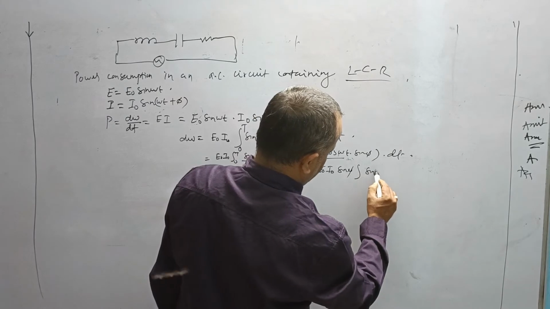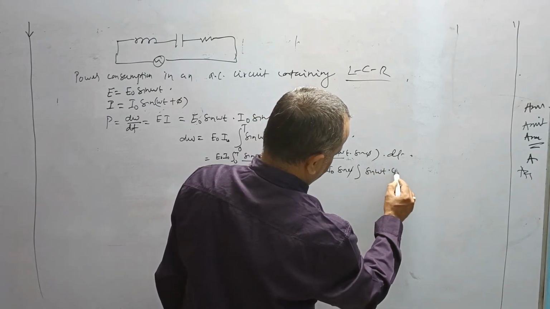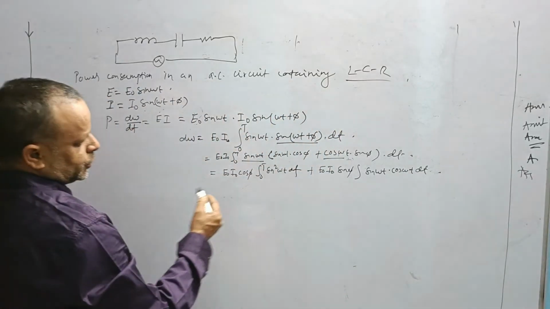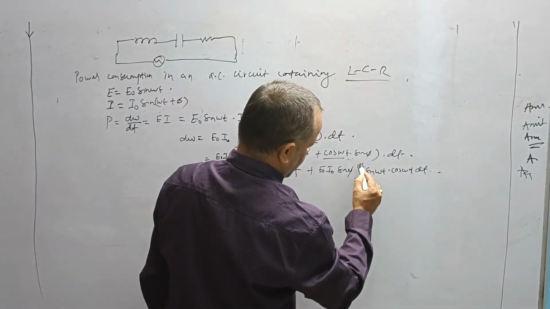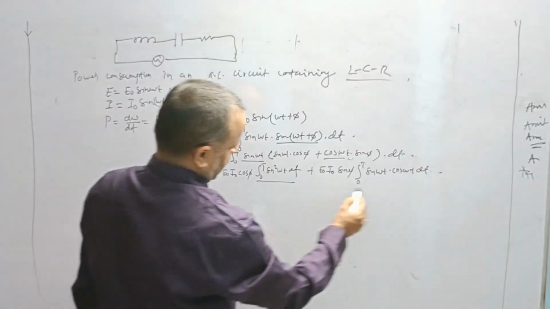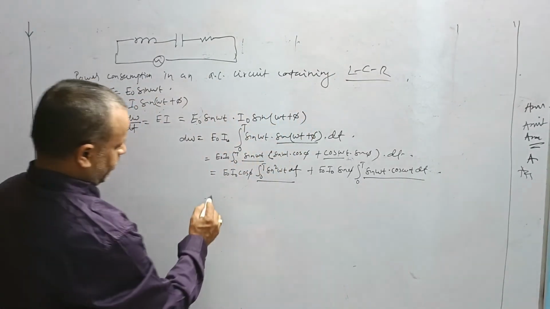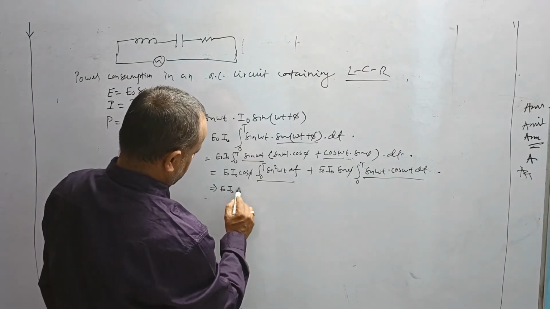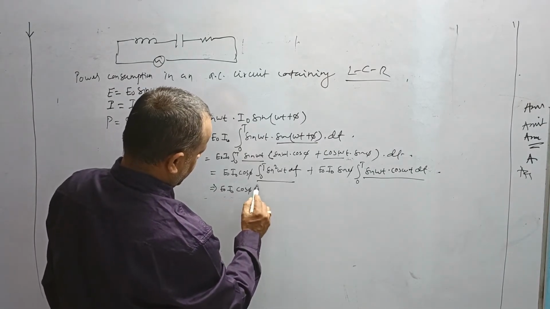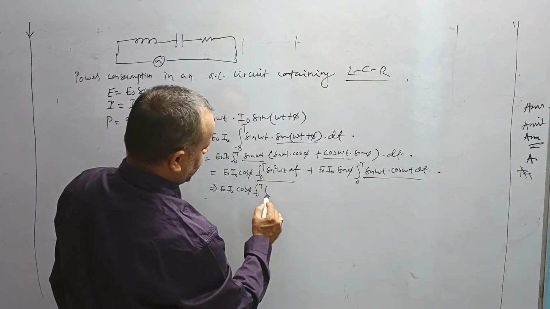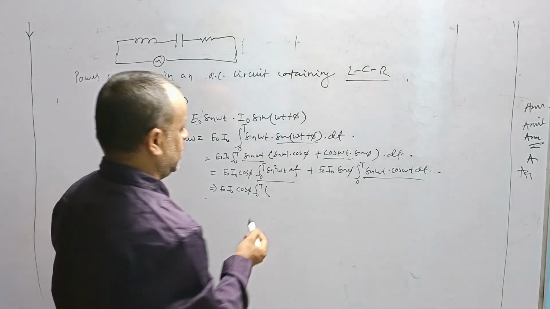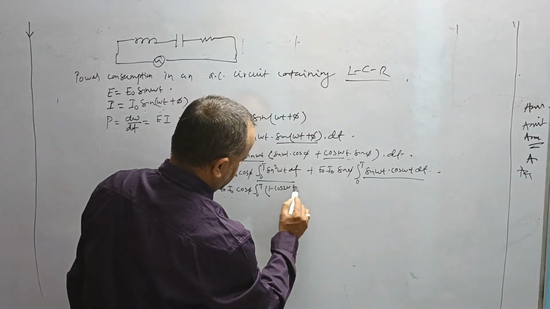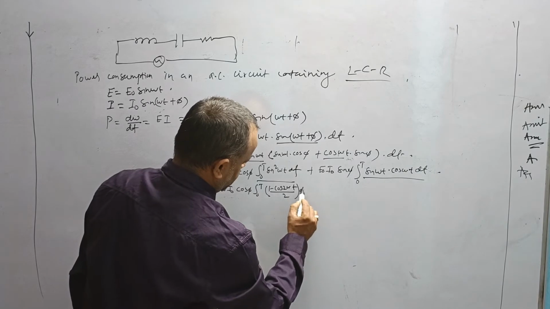This means we need to integrate sine omega t cos omega t delta t. Clear? So what we'll do is integrate this also. See, in this case we have E naught, this is cos phi, integration of sine square omega t. Again, we do not have a direct formula. We'll have to utilize a bit of trigonometry over here to make our life easier.